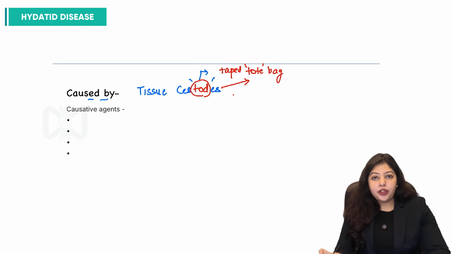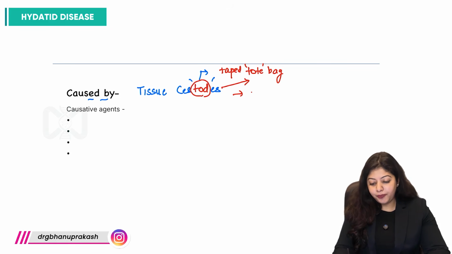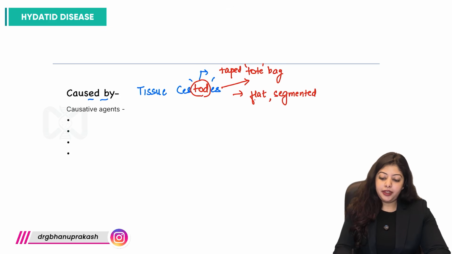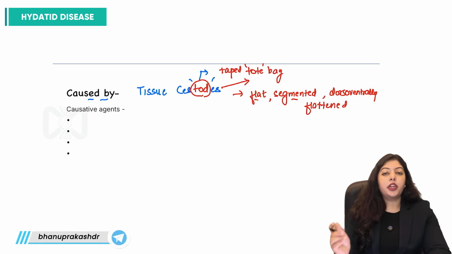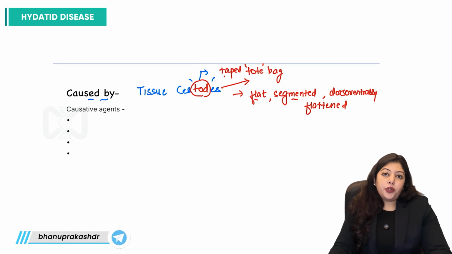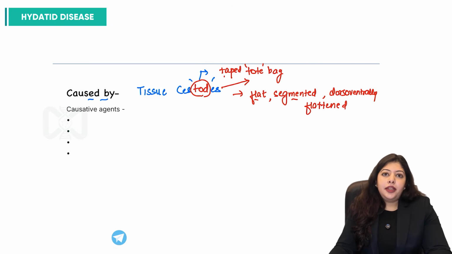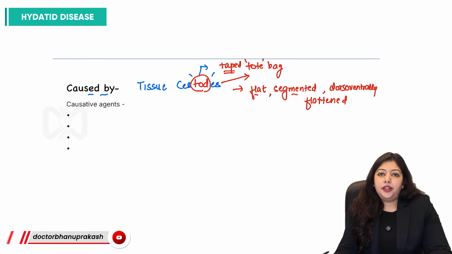So what kind of organisms are these? These are flat, segmented, and dorsoventrally flattened. Whenever we talk about cestodes, we will be talking about certain worms which are flat. They have multiple segments and they are flat, just like a tape. Very thin, very flat, and this is how we would describe cestodes.